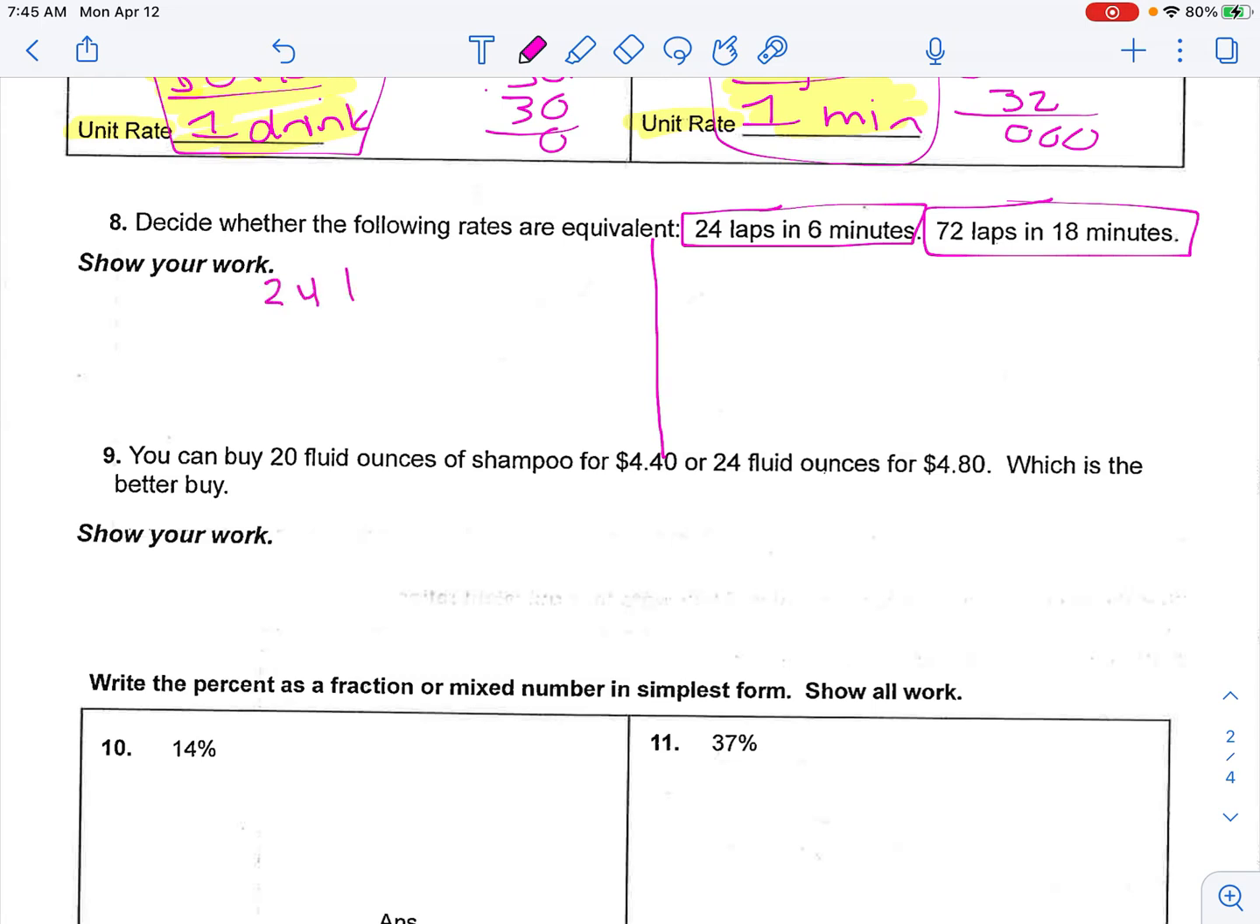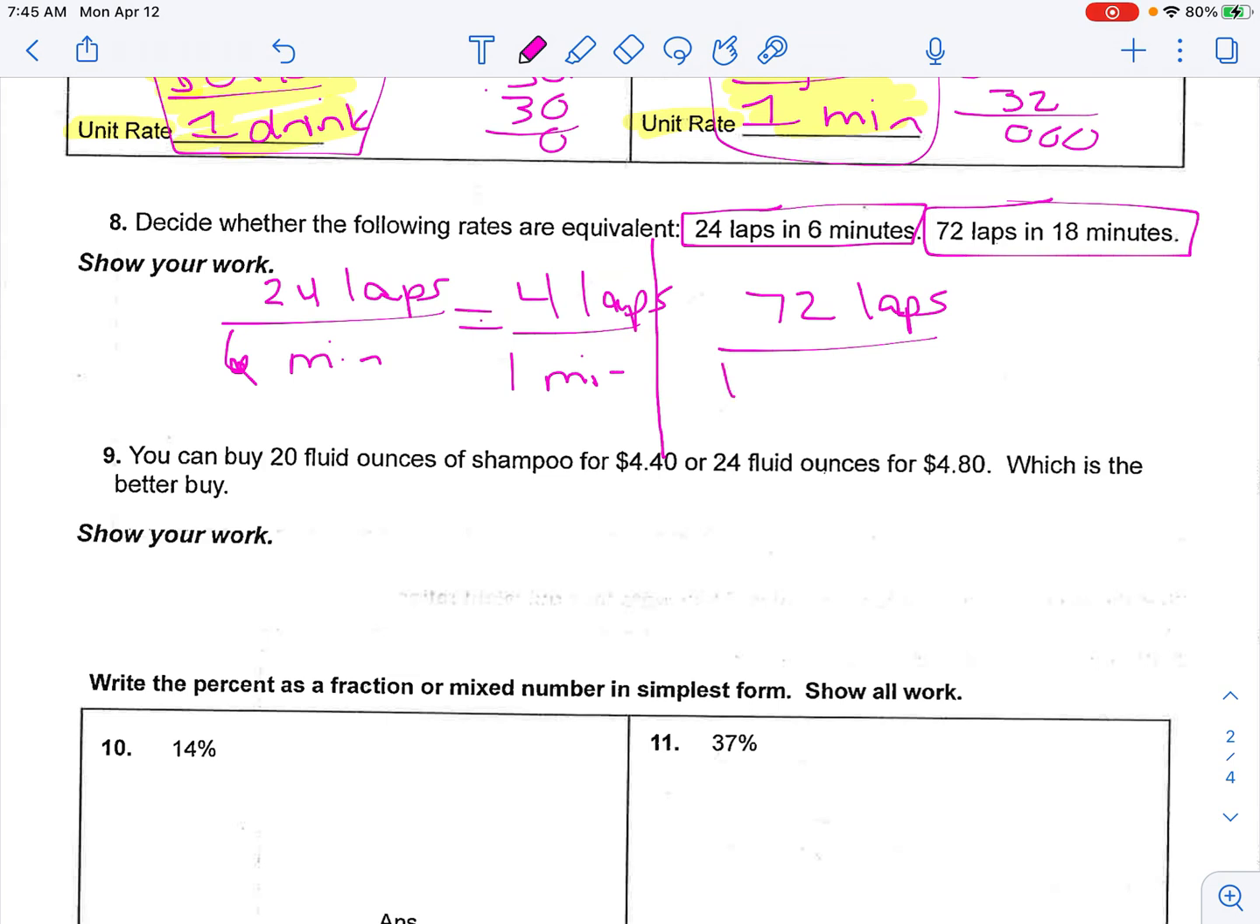So I'm going to do 24 laps to 6 minutes is how much per 1 minute? Numerator divided by denominator, 24 divided by 6 is 4. Compared to 72 laps in 18 minutes is how much per 1 minute. Now remember, you guys are allowed to use your calculators. So if you go to your calculator and divide 72 by 18, you will see that that is 4.